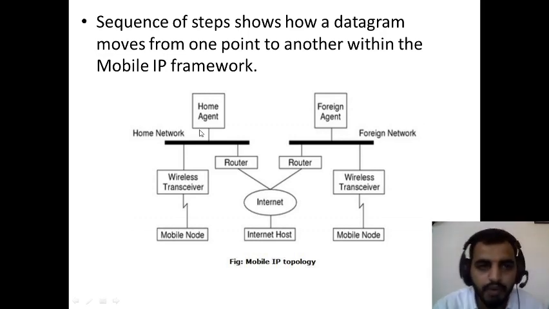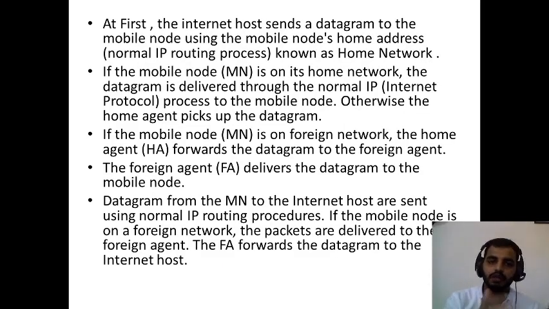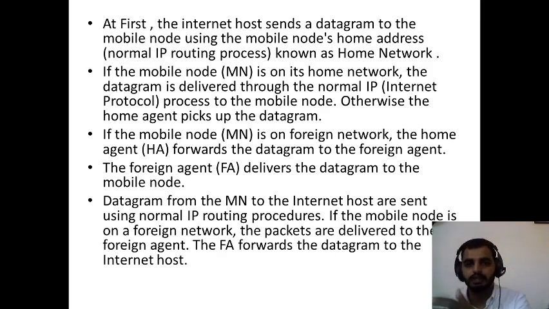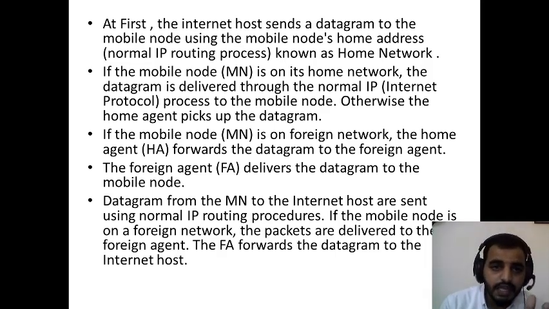Okay, now moving forward, what is the procedure, how things are transmitted from source to destination, we'll see in the coming slides, or in this slide. What it says: at first, the internet host sends a datagram to the mobile node using the mobile node's home address. That is the normal IP routing process, known as the home network. Now you are requesting some information that needs to be passed. So the datagram is sent to the mobile node using the mobile node's home address.